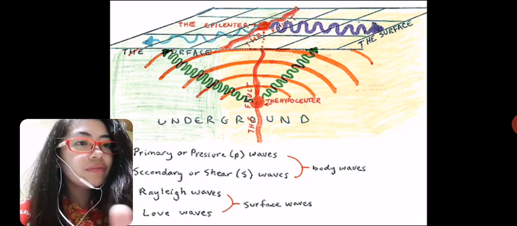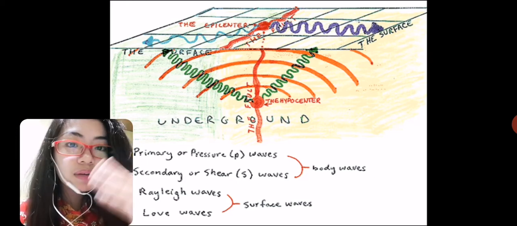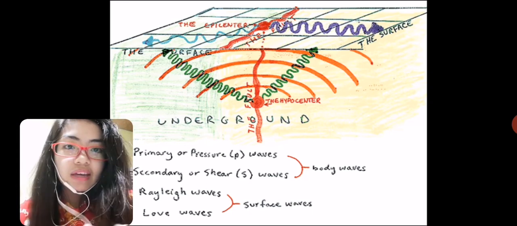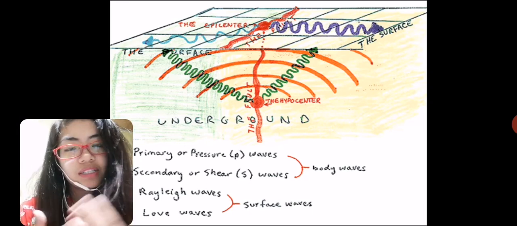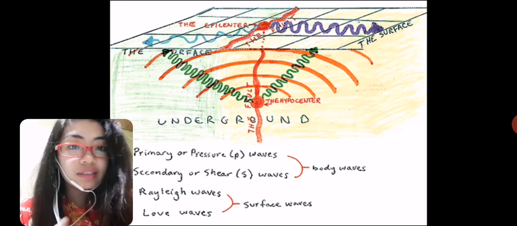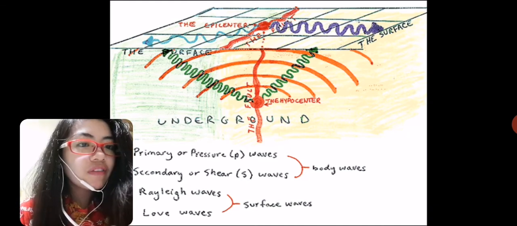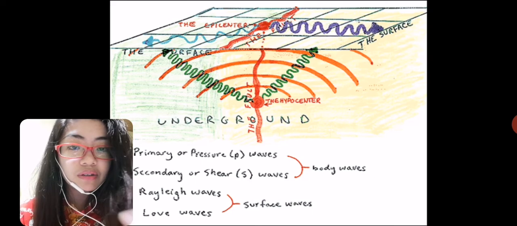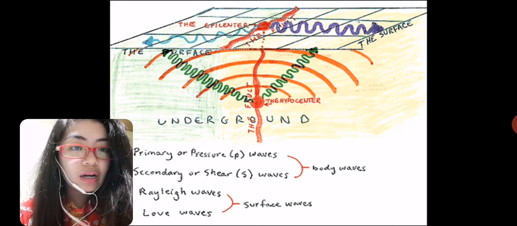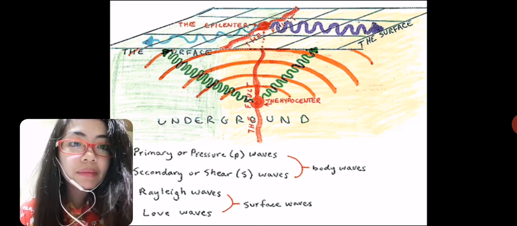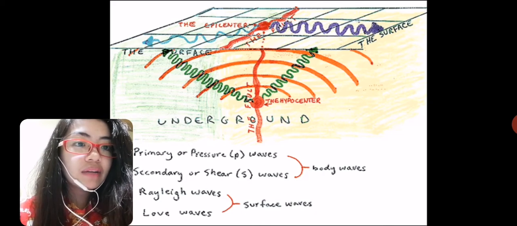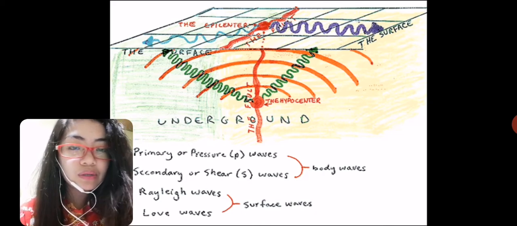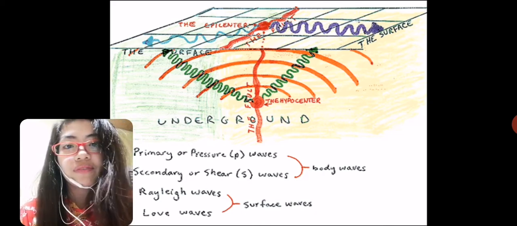So, we have here the seismic waves. Seismic waves, that is the type of waves na generate ng ating Earth. So, seismic waves is divided into two. So, we have here the body waves, which is also divided into primary and secondary waves. Then, we have here the surface waves. So, we have the Rayleigh wave and the love wave.